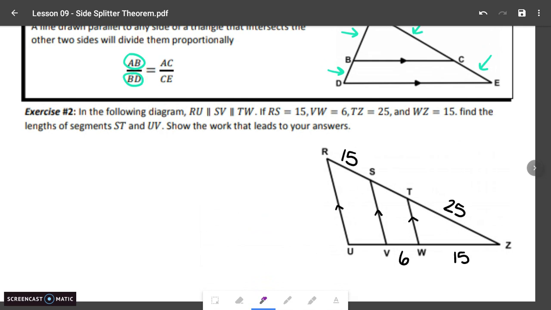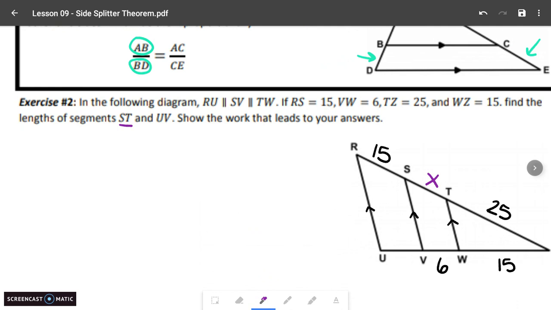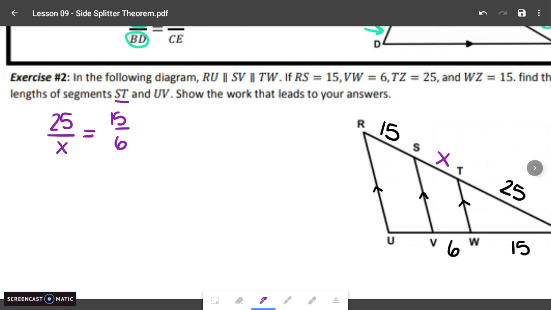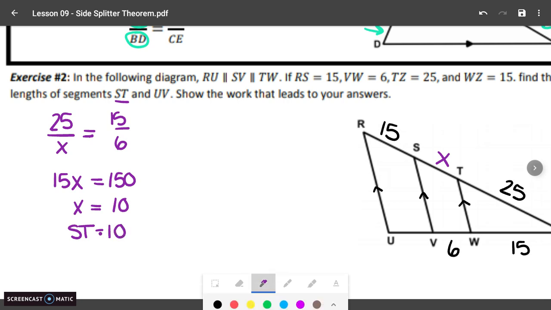So the first thing I'm going to do is solve for ST. We can use the split sides now. So if I start with 25 over x, it's going to equal 15 over 6. I don't have to use the entire side because of the side splitter theorem being a possibility. When I cross multiply, we end up with 15x equal to 150. And when we divide both sides by 15, we get x equal to 10. So that means our length of ST is equal to 10.